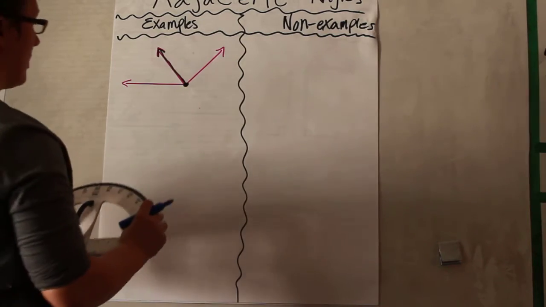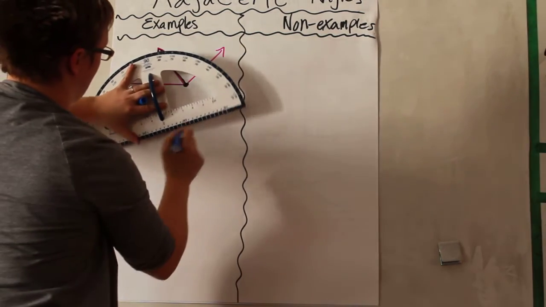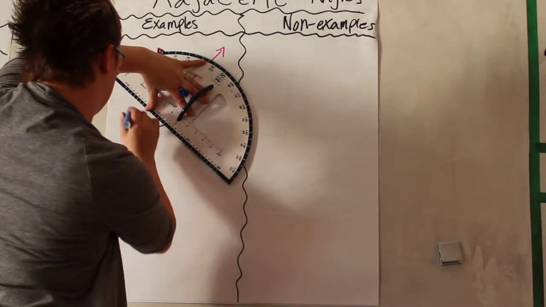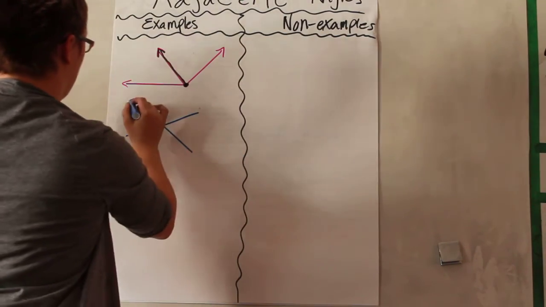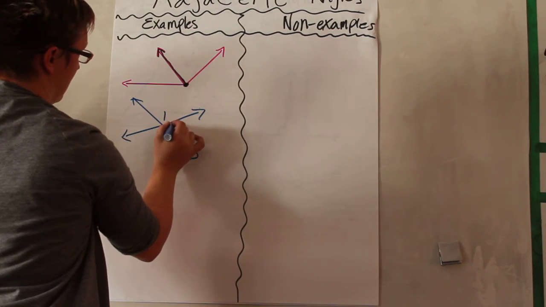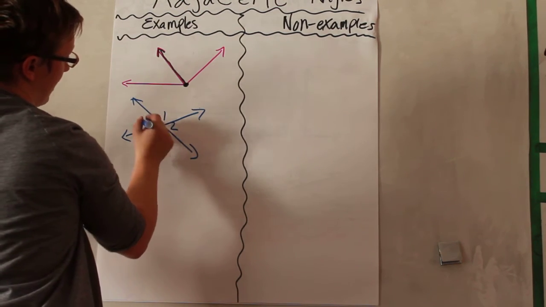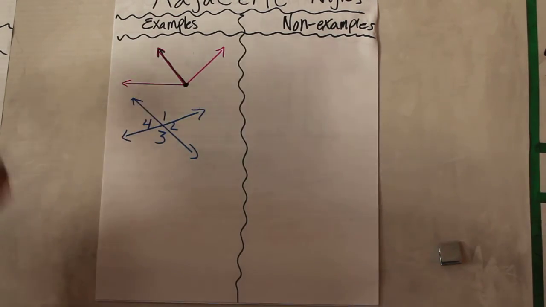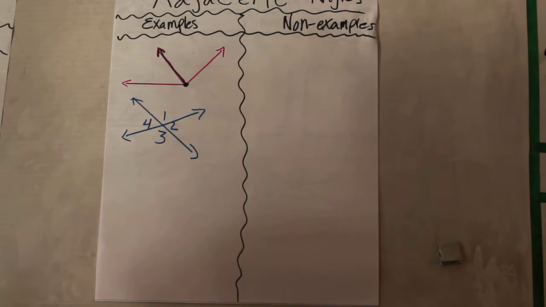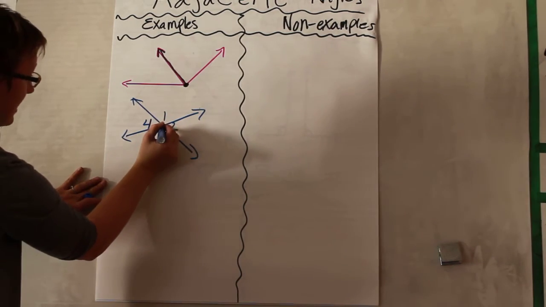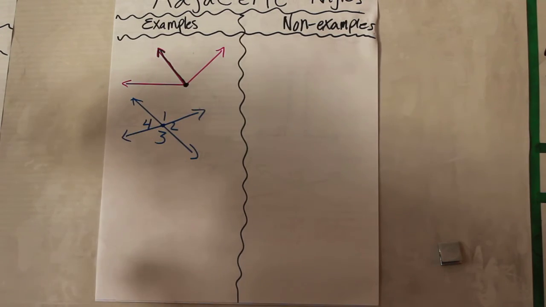If we looked at one that were two lines that intersect in the middle, with angle 1, angle 2, angle 3, angle 4. Once again, we do not know what these angle measures are, but I can still tell you the adjacent angles. The adjacent angles are going to be the ones that share a vertex and share a side.